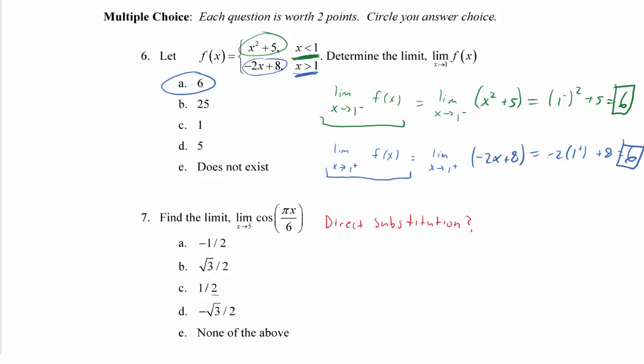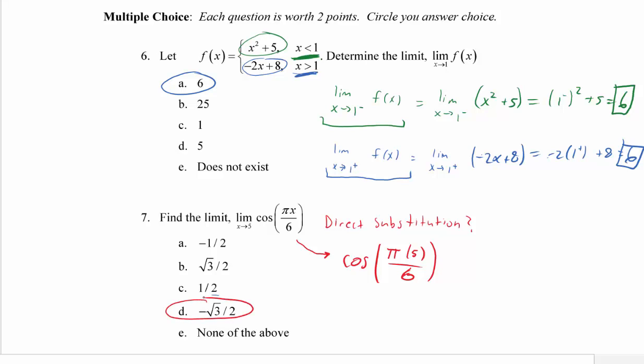Number 7, find the limit as x approaches 5 of cosine of pi x over 6. Does direct substitution apply? The answer is yes, because we can apply direct substitution wherever trigonometric functions are defined. Cosine is defined everywhere. Cosine of pi times 5 over 6. Either use your calculator or remember from trig, cosine of 5 pi over 6 equals -√3/2.